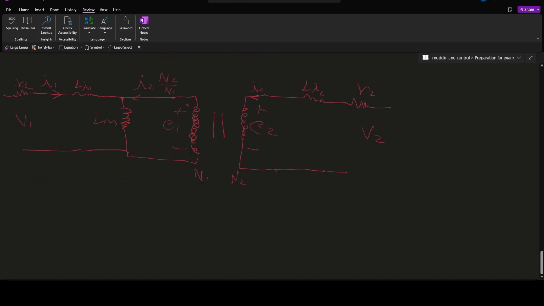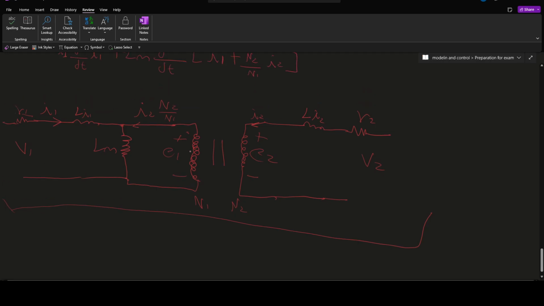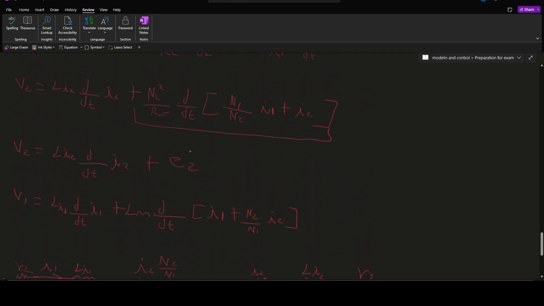So like this, we have derived our equivalent circuit of our transformer, taking into account our copper losses, our leakage flux losses due to the primary, our leakage flux losses due to the secondary, and we have both our voltage equations.